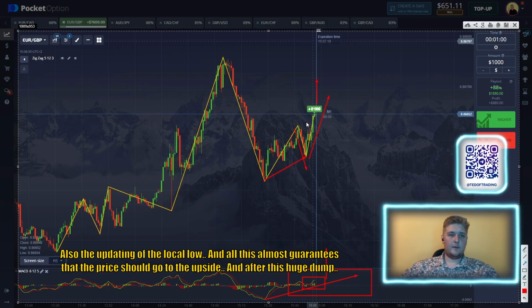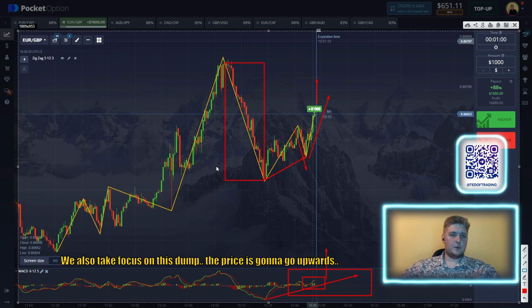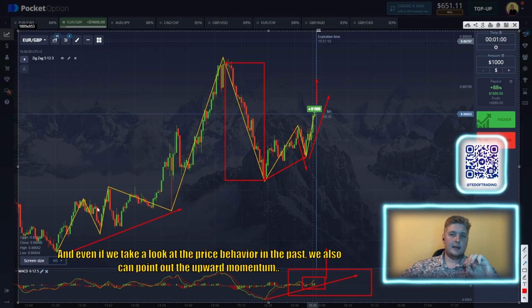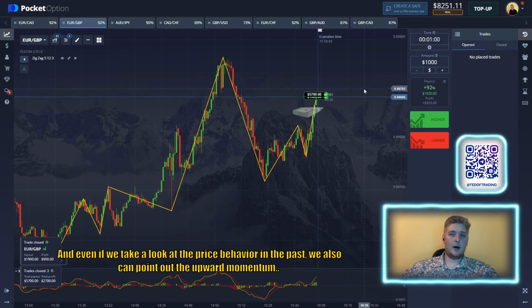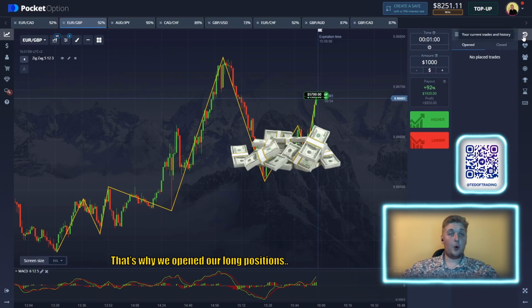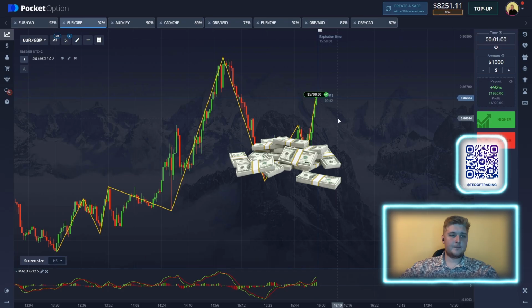Also, the updating of the local low, and all this almost guarantees that the price should go to the upside, and after this huge dump. We also take focus on this dump. The price is gonna go upwards, and even if we take a look at the price behavior in the past, we can point out the upward movement. That's why we open our long positions.